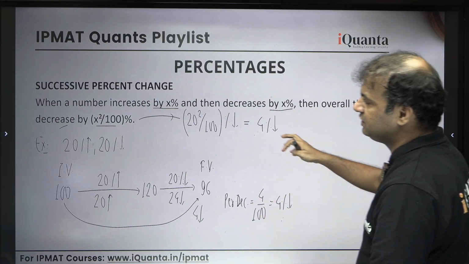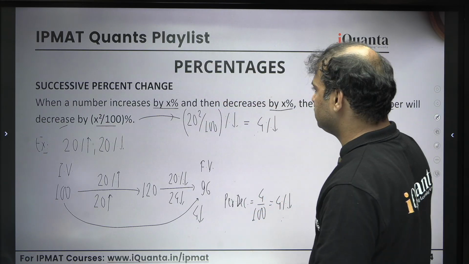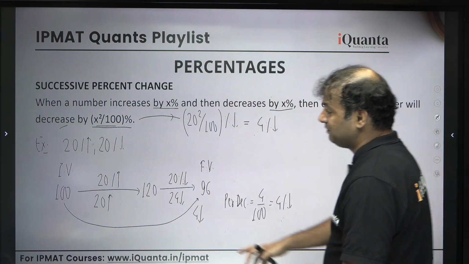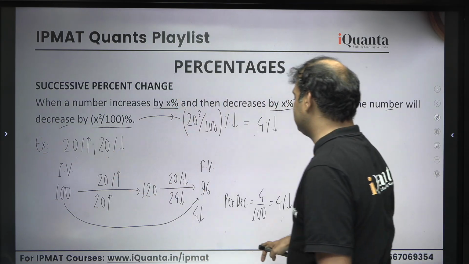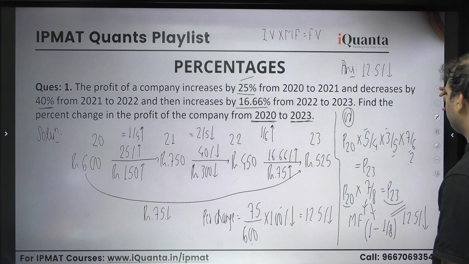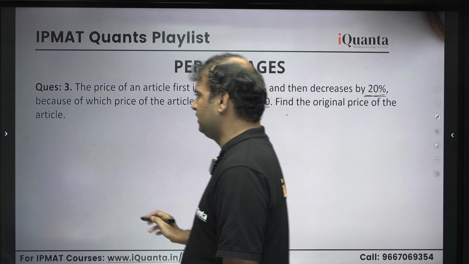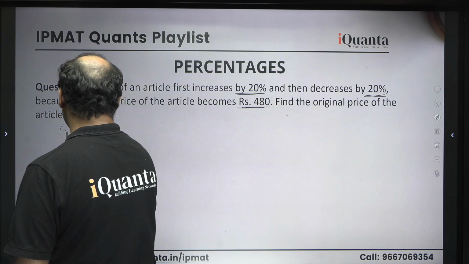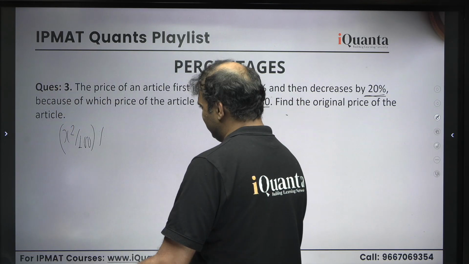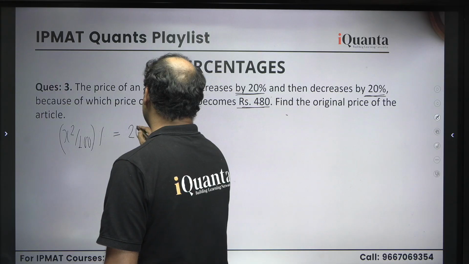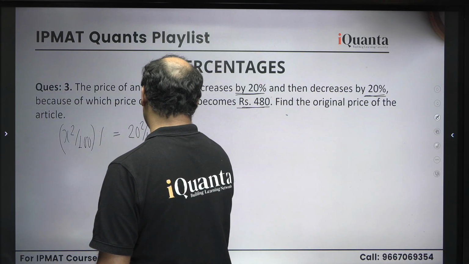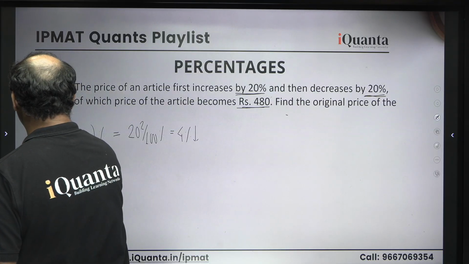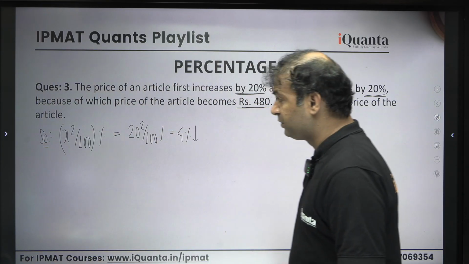So when increasing by x%, then decreasing by x%, overall the decrease is x squared by 100%. And the same example I have taken also, 20%. So overall decrease is 4%, right? You can use the formula indeed. X squared by 100%. X here is 20, right? So 20 squared upon 100, which means 400 upon 100, which means 4%, right? So overall the price will decrease by 4%, that's for sure.